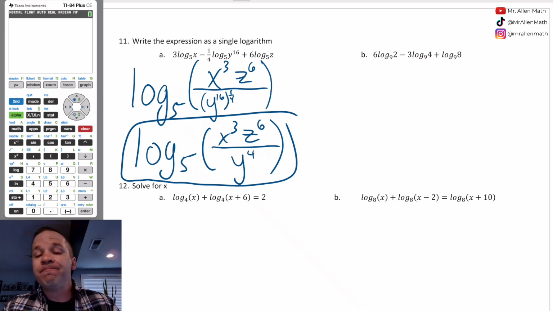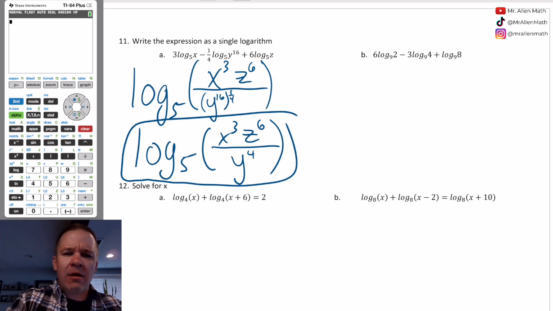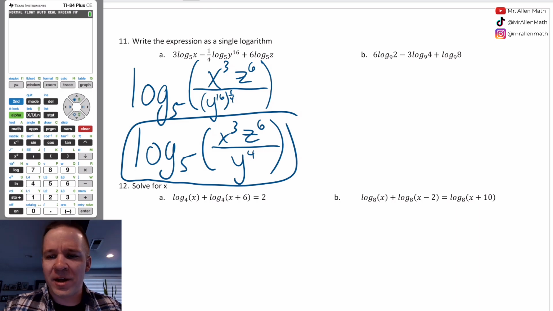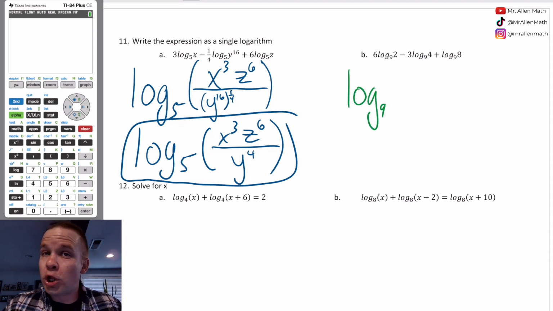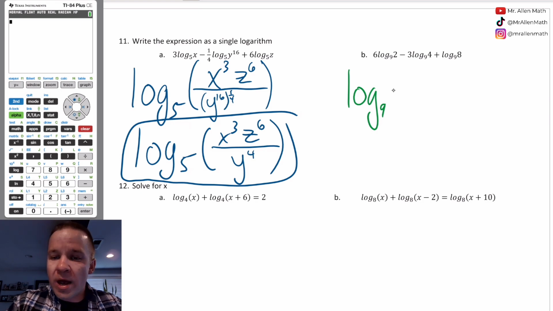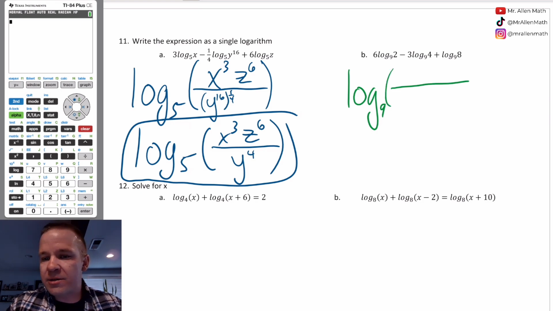All right, next one, oh boy, just numbers. We get so used to variables now, I feel like sometimes we're scared of numbers, right? We'll be okay. It's all log base 9, so we can condense it into a single logarithm, as the directions ask us. We have some subtraction, so I am going to throw in a nice little fraction here.